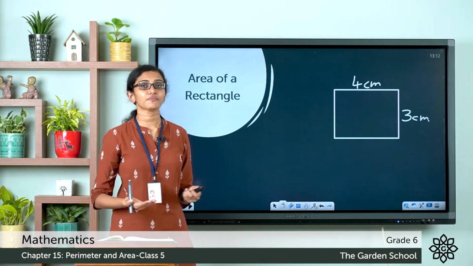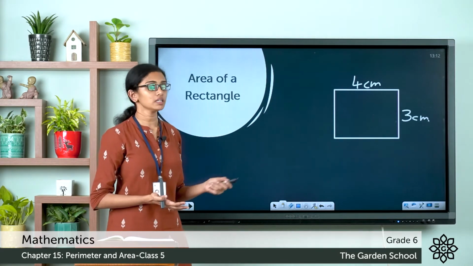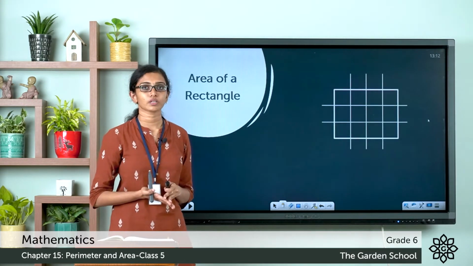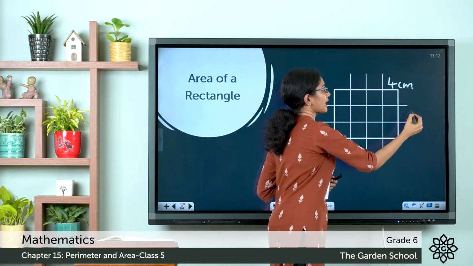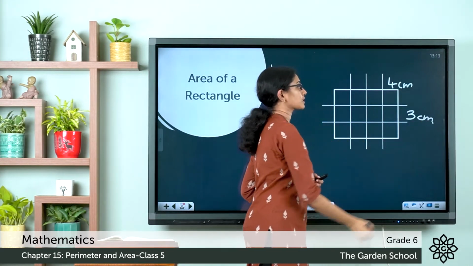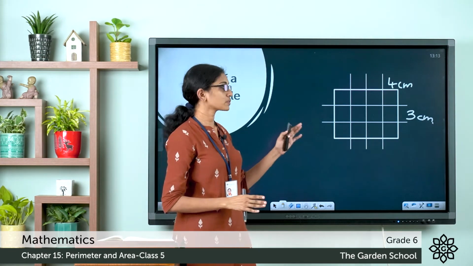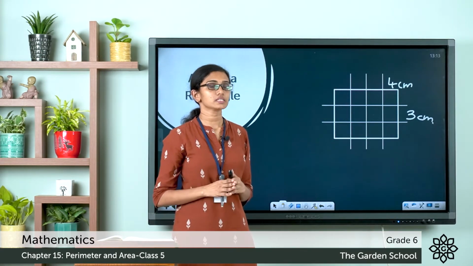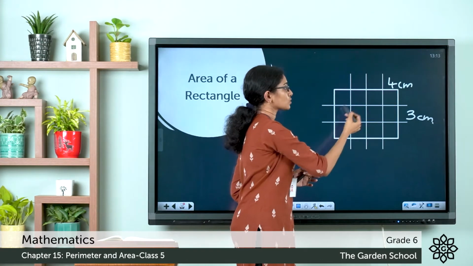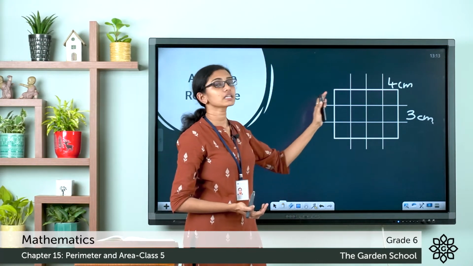So we have learned how to find out the area using a square grid. So I have the same rectangle drawn on a square grid. So we know the length is equal to 4 centimeter and the breadth is equal to 3 centimeter. Now how do you find out the area covered by this rectangle? You just need to count the number of squares or number of unit squares covered by this rectangle here. So you can see there are 4 squares covered in a row and there are 3 squares in each column.